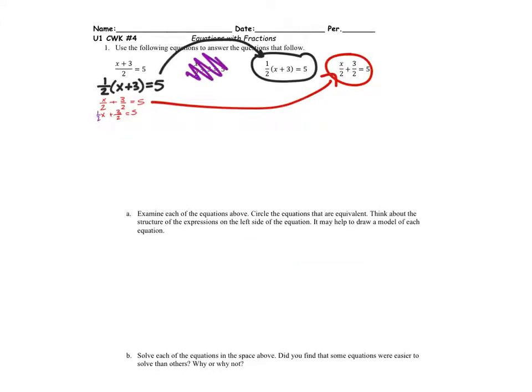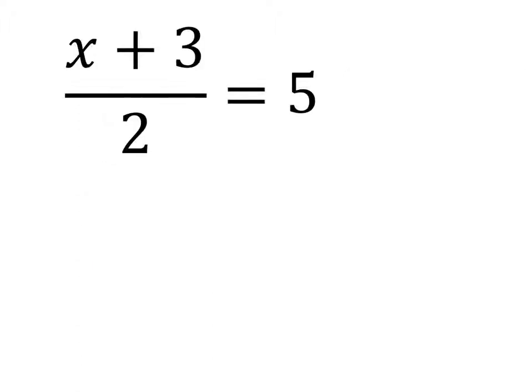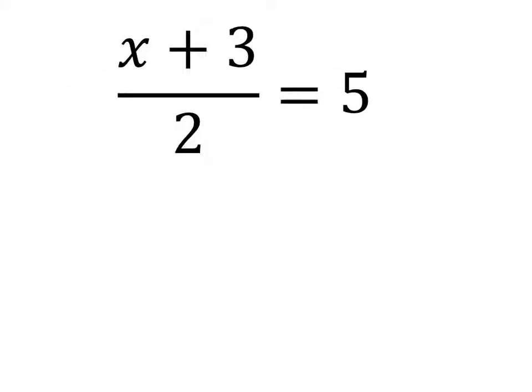B, solve each of the equations in the space above. Did you find that some equations were easier to solve than others? Why or why not? So number 1, up in here. Well, what would you guys do? Yes? I would divide the 5 by 2, or multiply it by a half, and then subtract 3 from it.